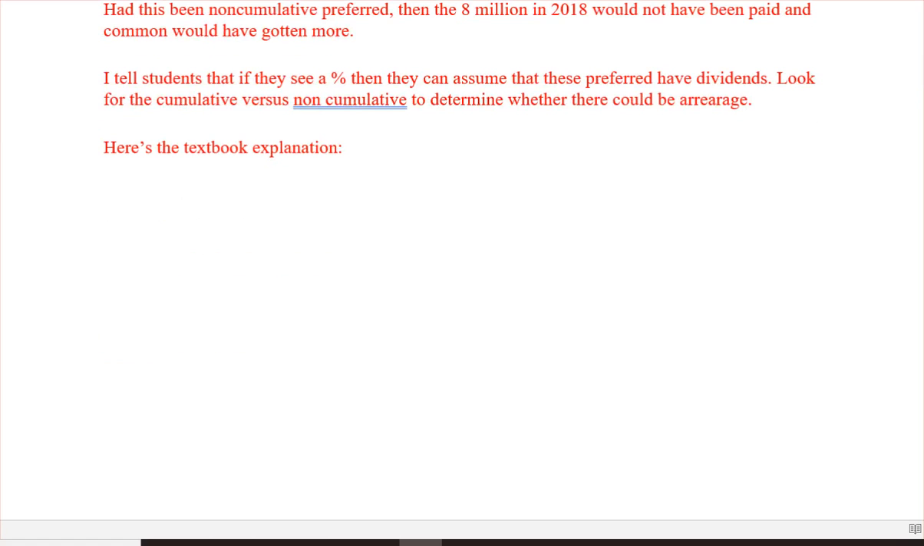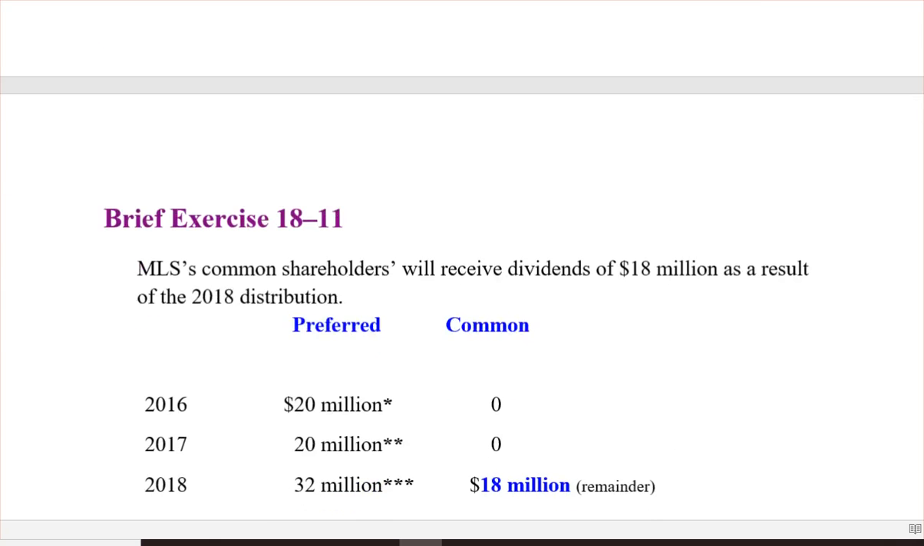Had it been non-cumulative preferred, that's the other thing I want to point out, that $8 million that initially gets paid to the preferred in 2018 when they finally get caught up, they would never have gotten it. It would have been completely lost. So if you see a percentage, I want you to assume that there's preferred dividends. And the only thing I really want you to understand is the cumulative versus non-cumulative aspect of it, and the cumulative will pay for the arrearages where a non-cumulative does not.